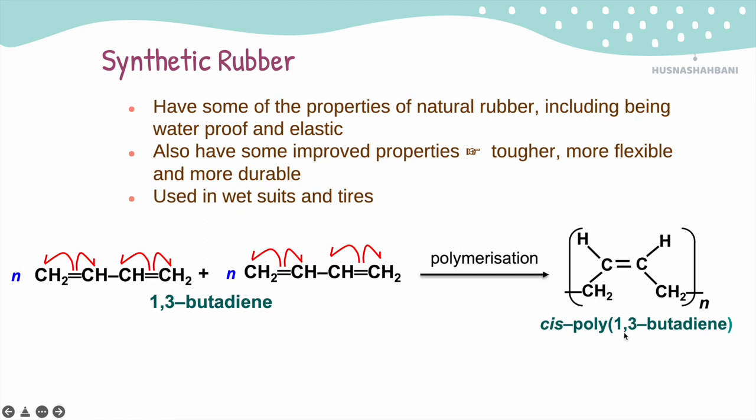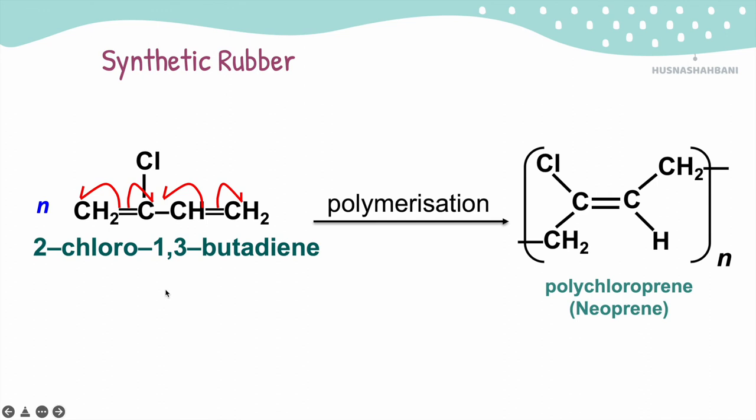This is synthetic rubber. Another example of synthetic rubber. The reactant is 2-chloro-1,3-butadiene. C double bond C at carbon 1 and at carbon 3. This first double bond, C double bond C, is broken to become two single electrons. Between this one electron and another one electron from this bond, it will form a double bond for carbon number 2 and carbon number 3 here.